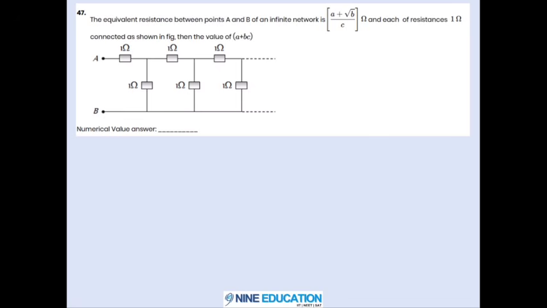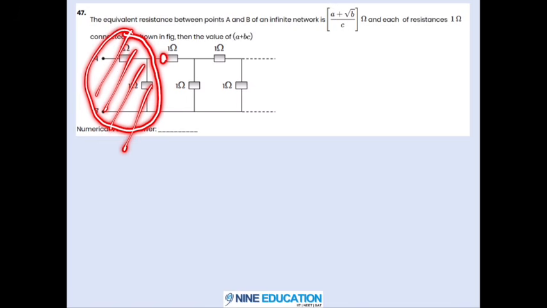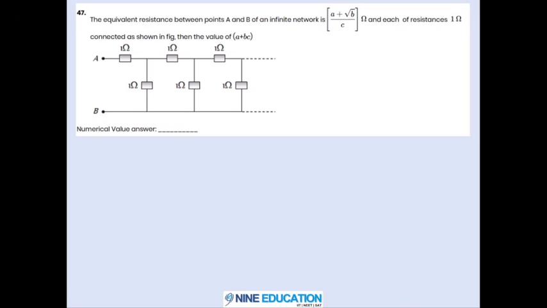The equivalent resistance between points A and B of an infinite network is this, and each resistance is 1 ohm. Then find A plus BC. Now try to understand one thing. This is point A, this is point B. If you just delete this part, then again you can treat this as point A and point B, no? Because this is an infinite ladder. In that infinite ladder, if you just delete one unit, it will not make any difference. Therefore, you can say that this is also point A and this is also point B.